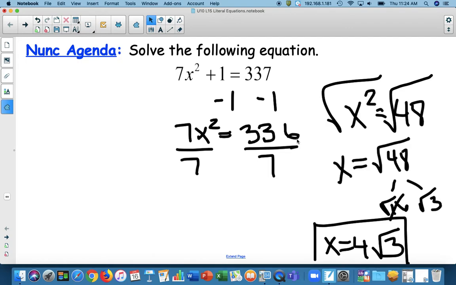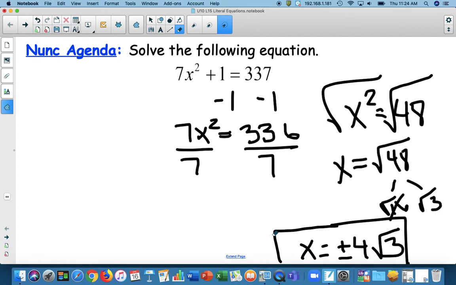Oh, I'm sorry. You see, even your genius teacher, Mr. S, makes a mistake. This should actually be x equals plus or minus 4 radical 3. Sorry about my mistake. Again, even me, as wise as I am, makes mistakes sometimes, all right?